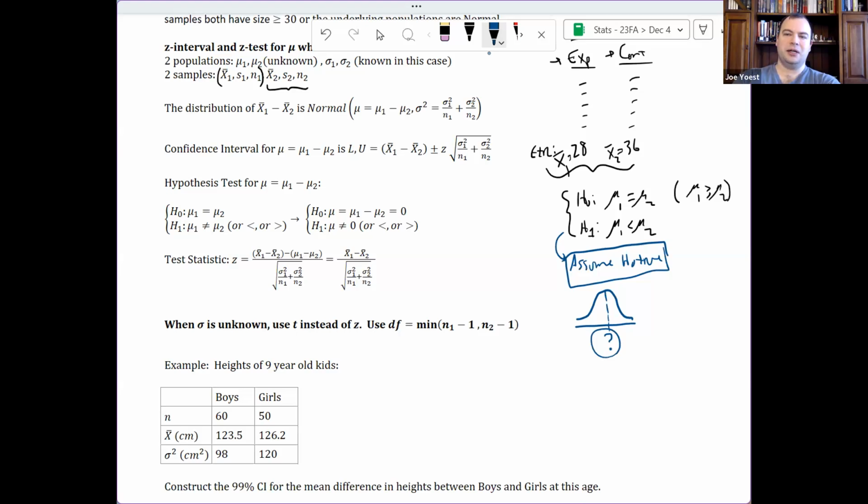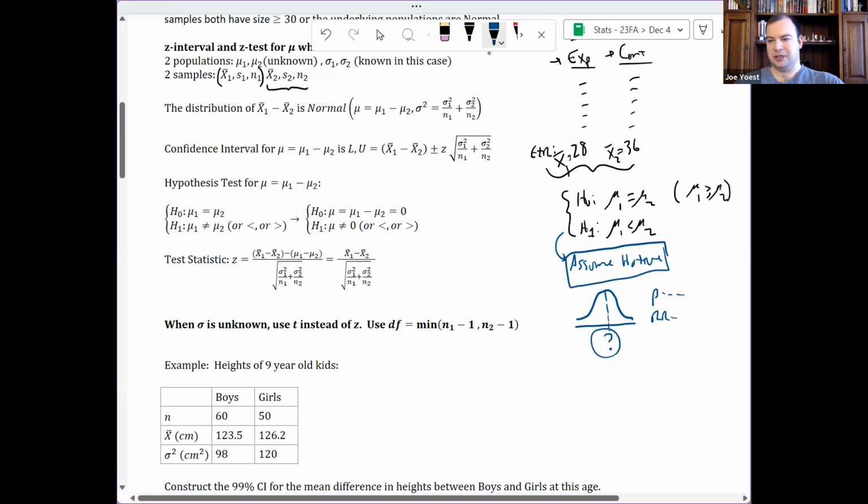But I don't know mu1 or mu2. So I want to do something like, say, assume H naught is true, draw a normal distribution, and stick the center at some particular number so that I can compute the p-value or the rejection region or something like that on the basis of this center. But I don't know what that center is, right? Because I just have mu1 equals mu2.